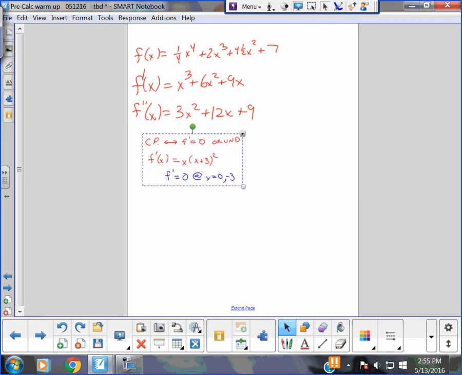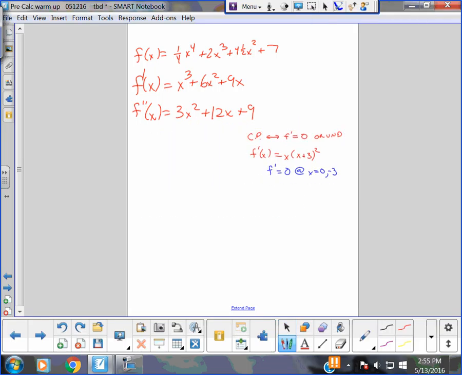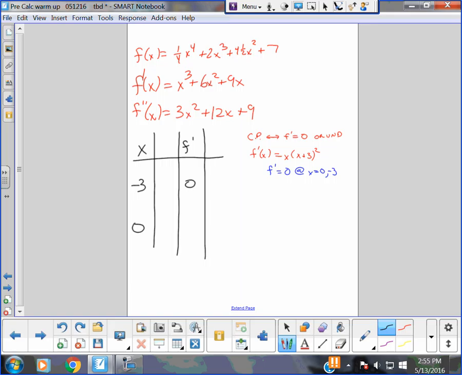We'll get it a little smaller and stick it to the side. There's f prime. And I know at negative 3, it's 0, and at 0, it's 0.